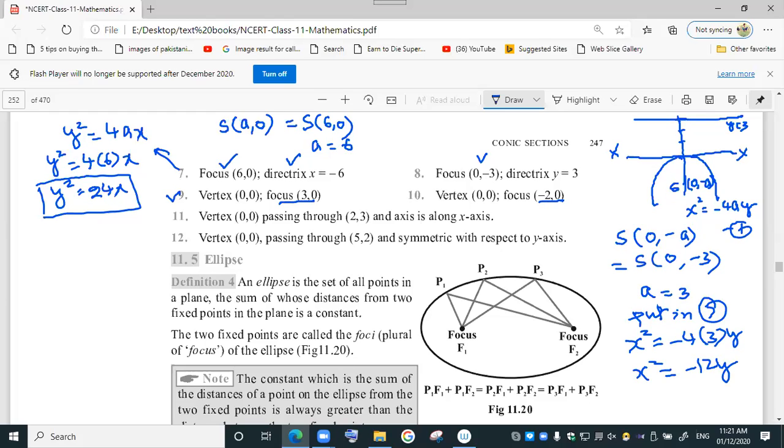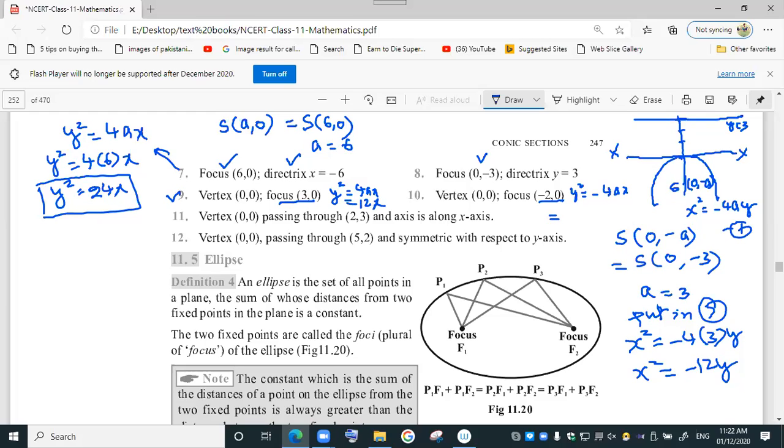Question number 9. The focus is on the right side. So this is the y square is equal to 4ax parabola, and its focus is on the left side on the x-axis. Y coordinate is 0. Therefore, this is y square is equal to minus 4ax. And a is already 3 here. You can directly put a is equal to 3. So 12x. You got the answer. Y square is equal to minus 12x.